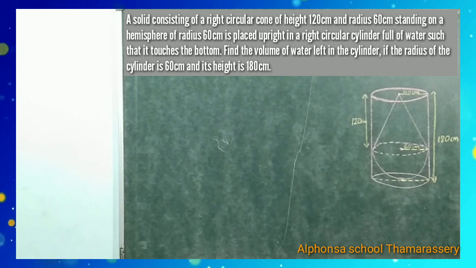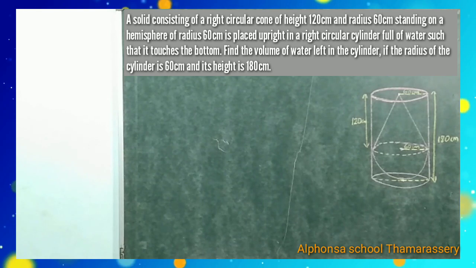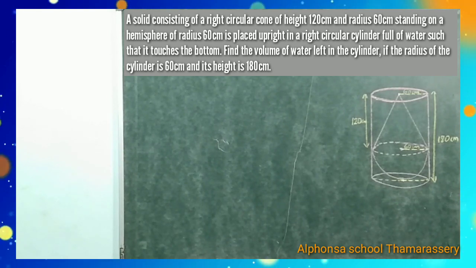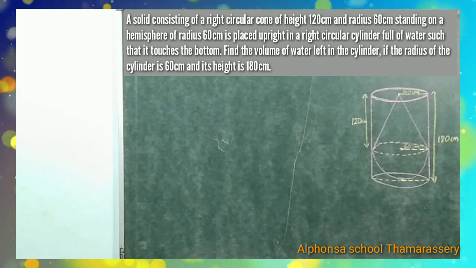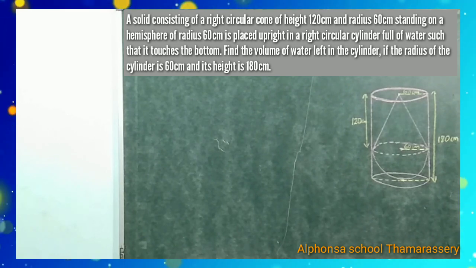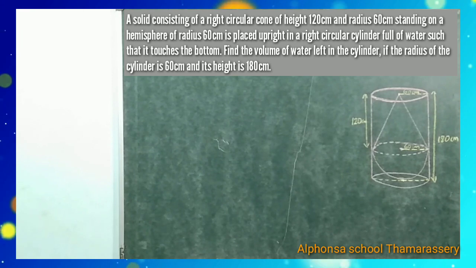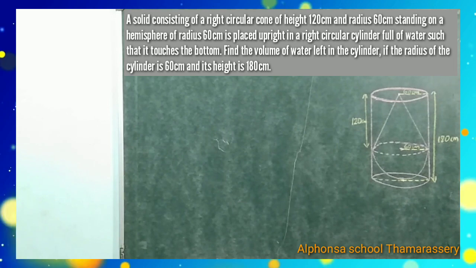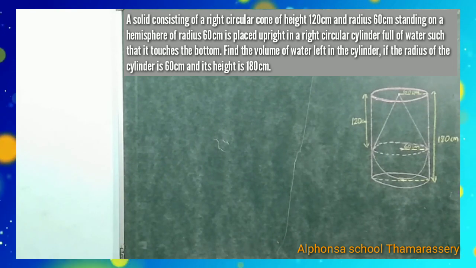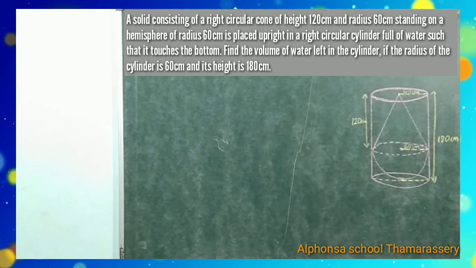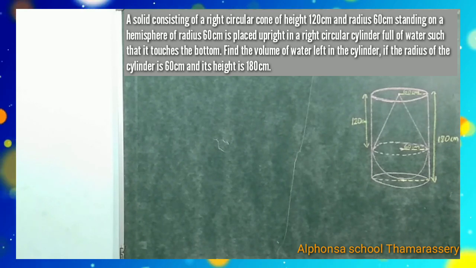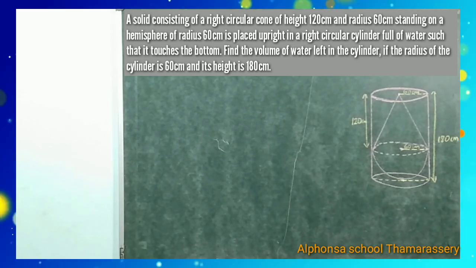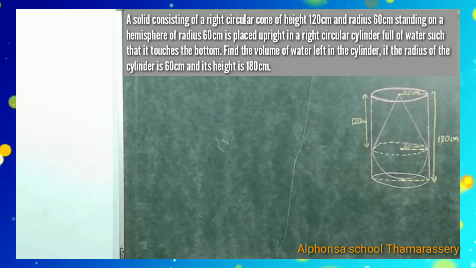Let us see the next question. A solid consisting of a right circular cone of height 120 cm and radius 60 cm standing on a hemisphere of radius 60 cm is placed upright in a right circular cylinder full of water such that it touches the bottom. Find the volume of water left in the cylinder if the radius of the cylinder is 60 cm and its height is 180 cm.